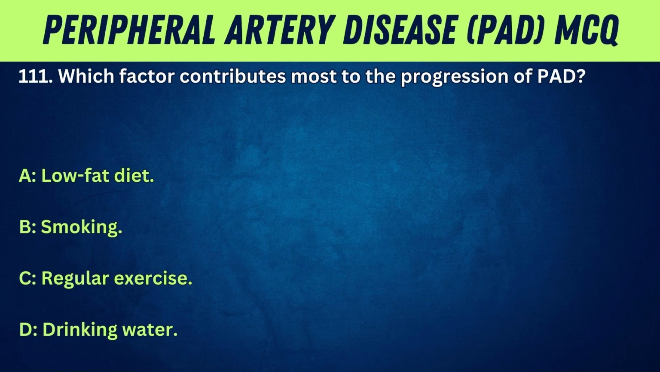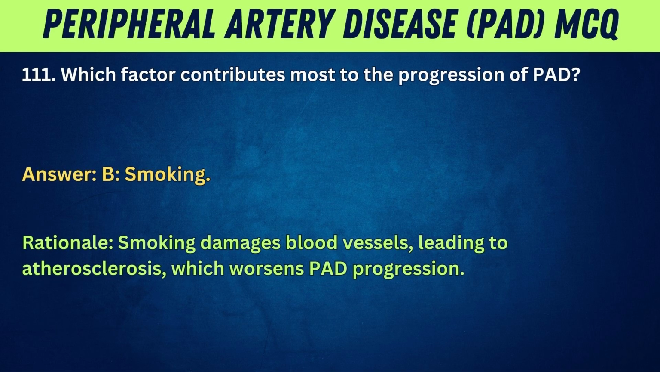111. Which factor contributes most to the progression of PAD? A. Low-fat diet. B. Smoking. C. Regular exercise. D. Drinking water. Answer: B. Smoking. Rationale: smoking damages blood vessels, leading to atherosclerosis, which worsens PAD progression.